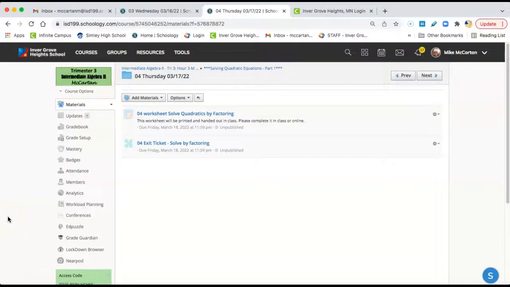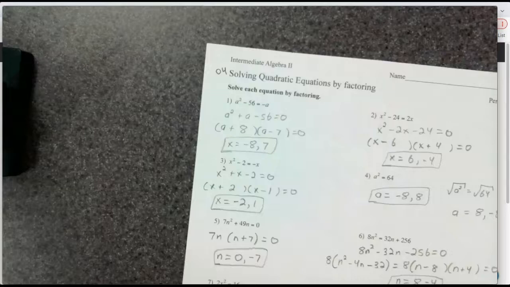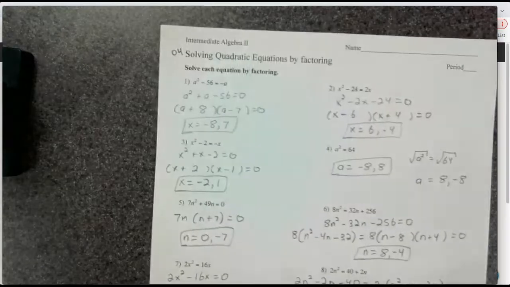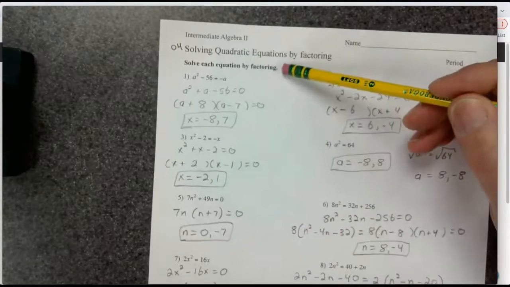Hello, everyone. Guys, we're going to take a look at day 4, these two assignments right here, okay? First one is a worksheet. I'm going to put it underneath the document cam. It's already done. We're going to take a quick look at it. And guys, we're solving by factoring.